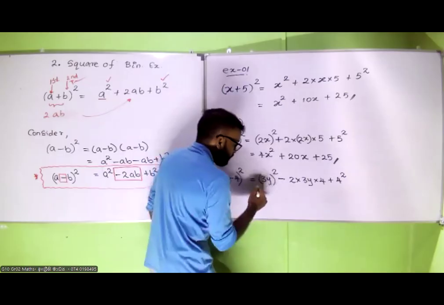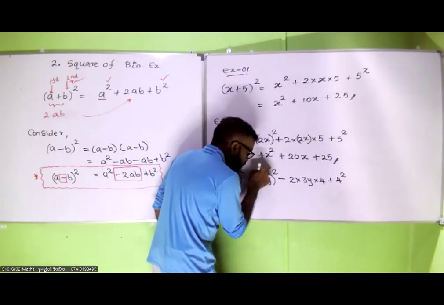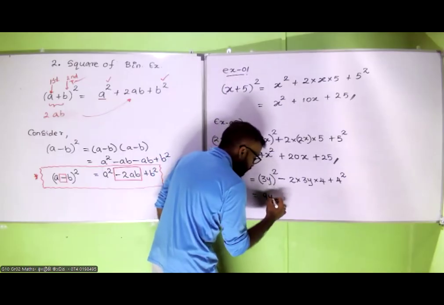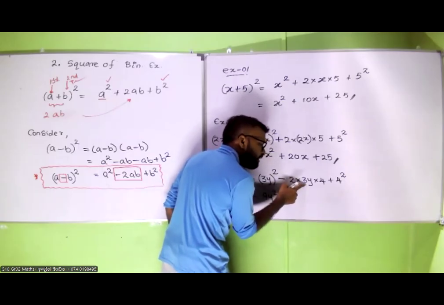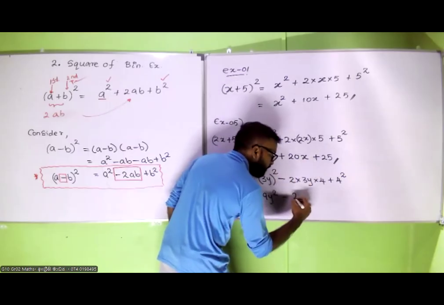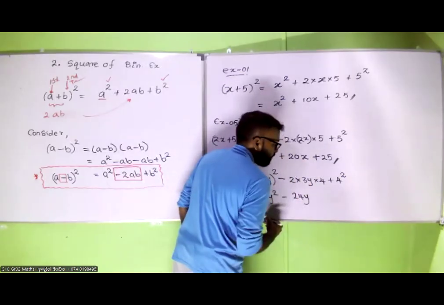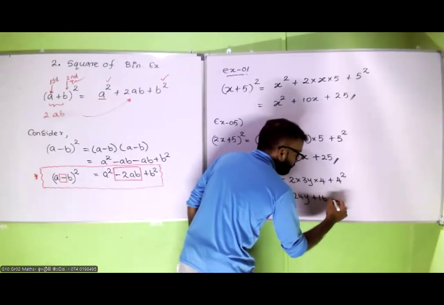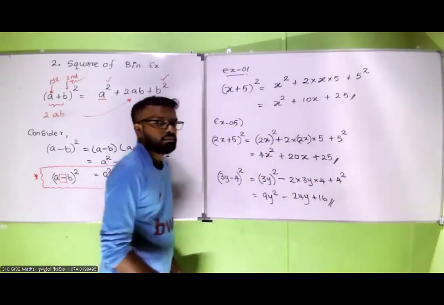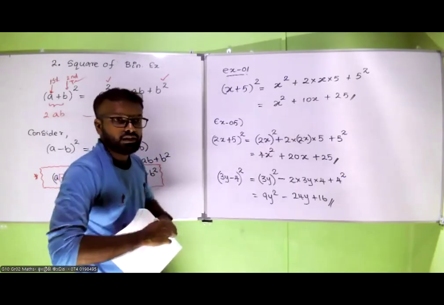So 3 to the power 2, 9, y square, minus 2 times 3, 6, 6 times 4, 24, 24y. Plus 4 to the power 2 is plus 16. Done.